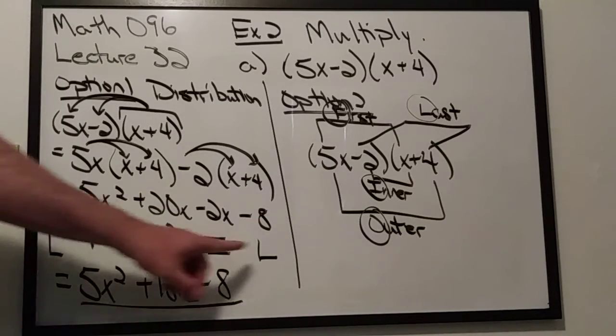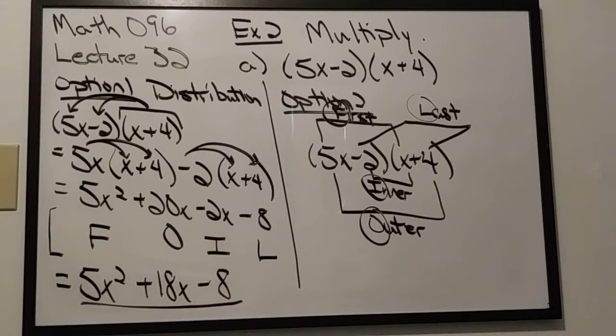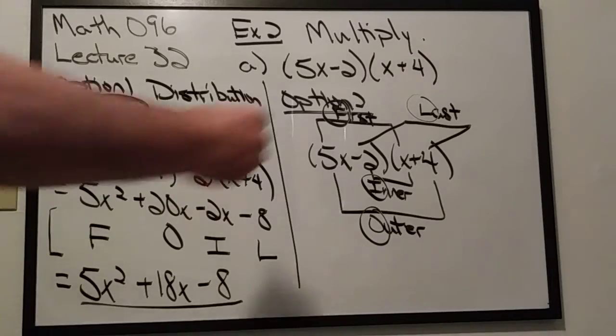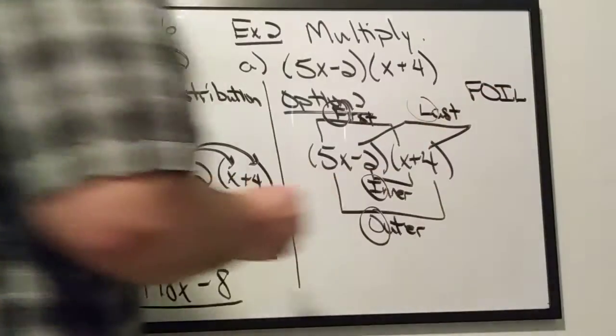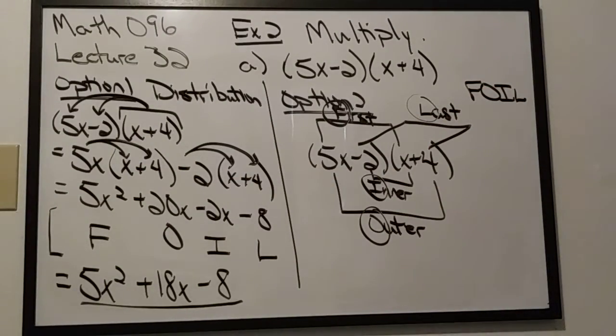So if you look at this line then, I just wrote down the word FOIL. So that's what option 2 is. Option 2 is to think about the word FOIL. And that gives you an idea of how to do this distribution problem without fully doing the distribution.